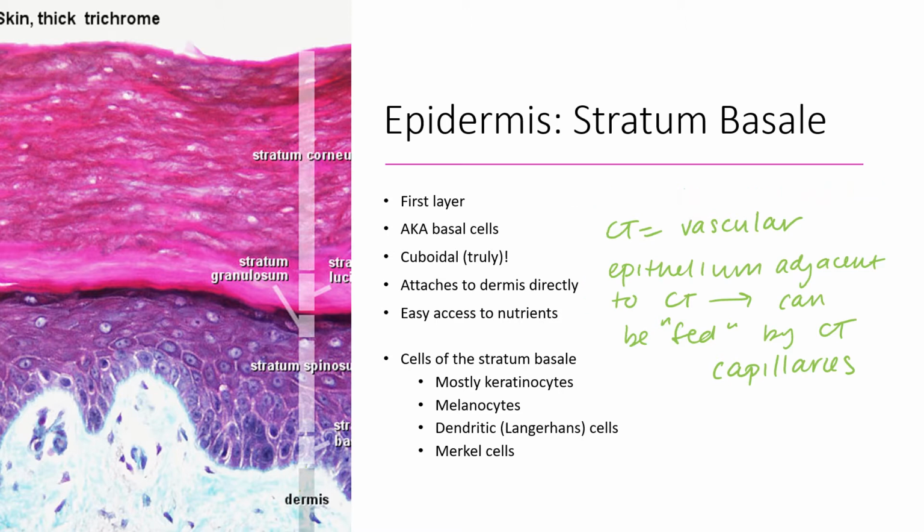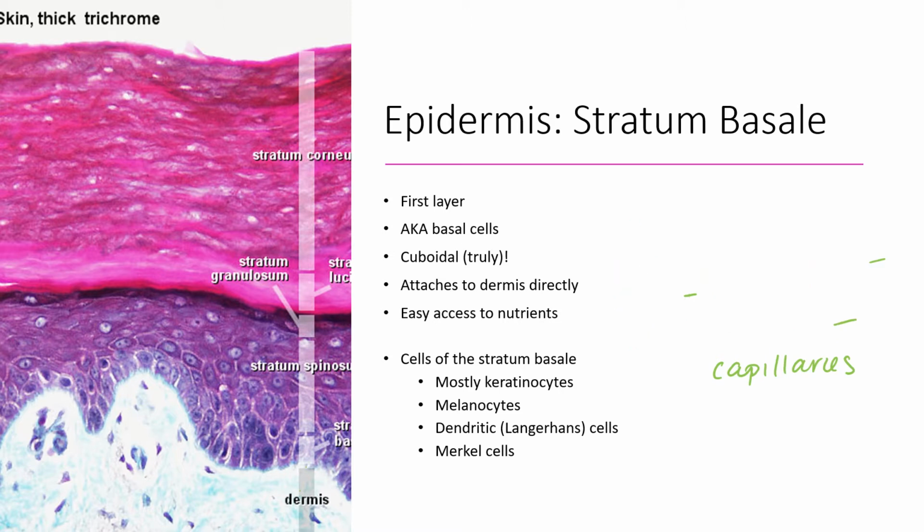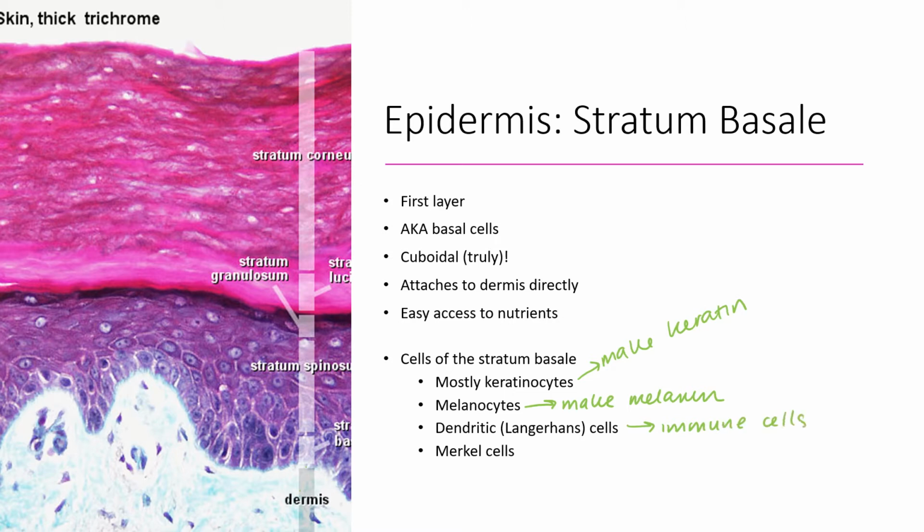Cells of the stratum basale include keratinocytes, melanocytes, dendritic cells, and Merkel cells. Keratinocytes make keratin. That was that toughening, waterproofing molecule we talked about before. It has like a waxy kind of a feel to it. Melanocytes make melanin. Dendritic cells are immune cells. I will always refer to them as dendritic cells. That's the more modern term.